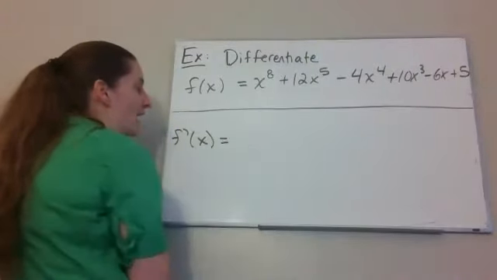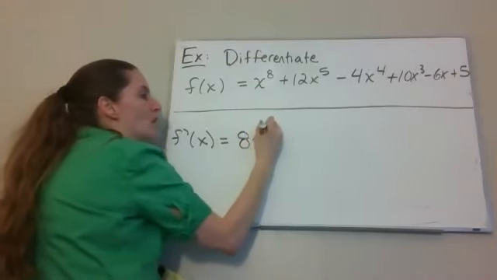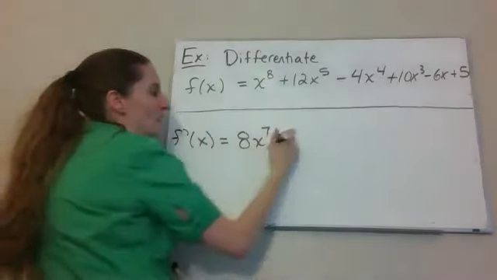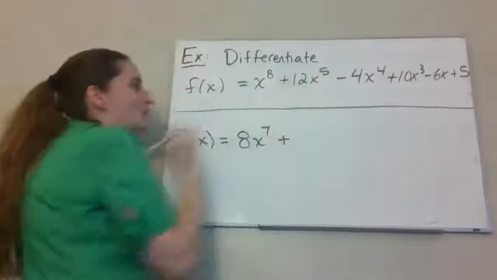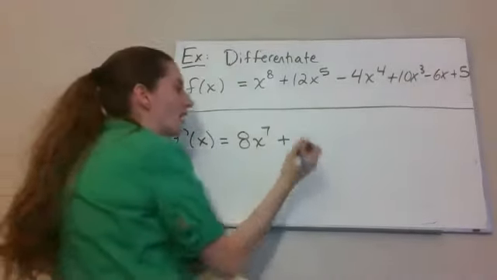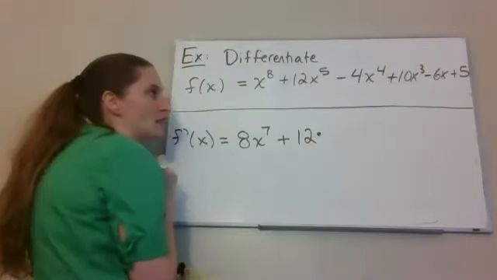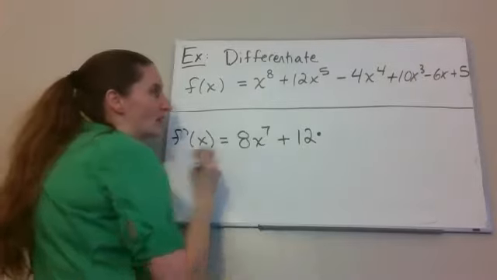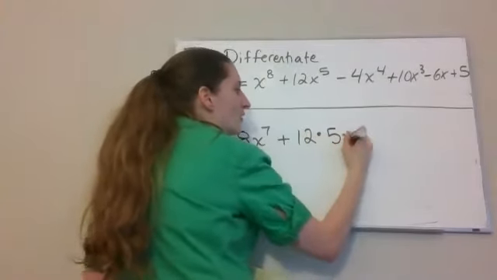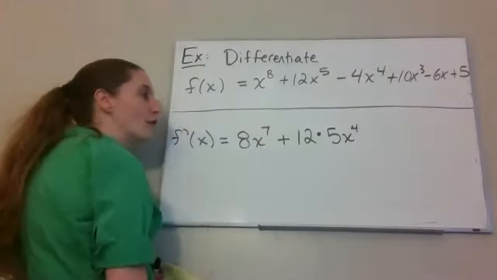For the x to the 8th, I get to use my power rule. The 8 comes down, my new power is 1 smaller, so I get 8x to the 7th. Plus, now I have to do the derivative of 12x to the 5th. We know from our constant multiple rule that the 12 is going to stay there multiplied in the front. And then the derivative of x to the 5th, I use my power rule, the 5 comes down, and my new power is 1 smaller. So I get 12 times 5x to the 4th.